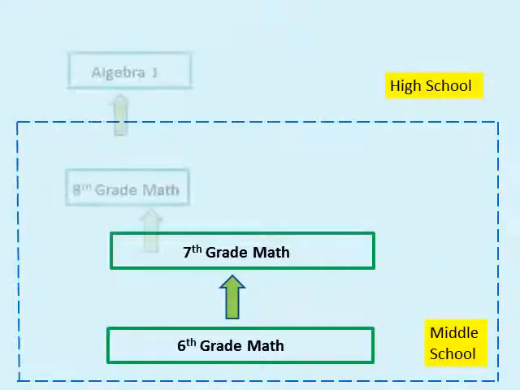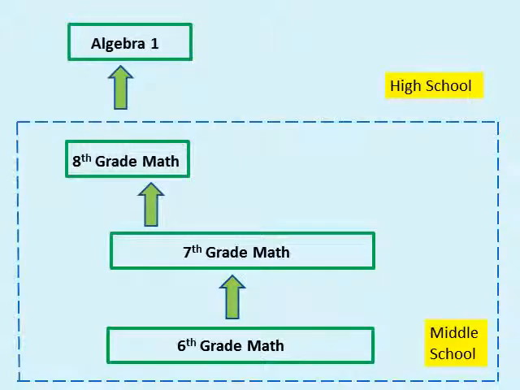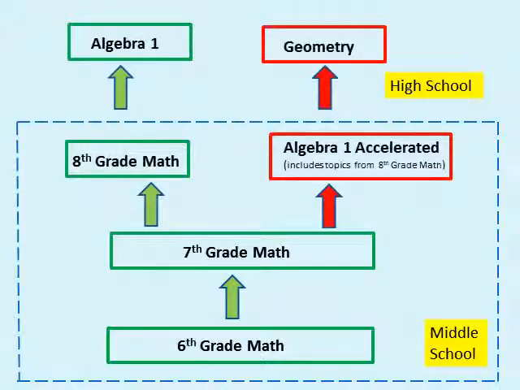Okay, the normal sequence is just to go into 8th grade math and then Algebra 1. Advanced students may go into Algebra 1 Accelerated. However, Algebra 1 Accelerated is very challenging because it encompasses both 8th grade math and Algebra 1 from high school. So Algebra 1 in high school is actually easier than the algebra here in middle school.